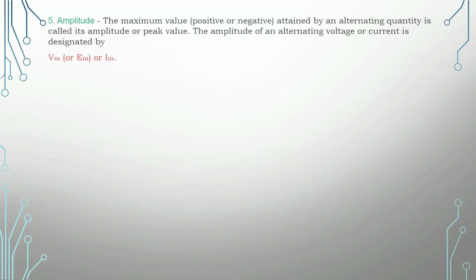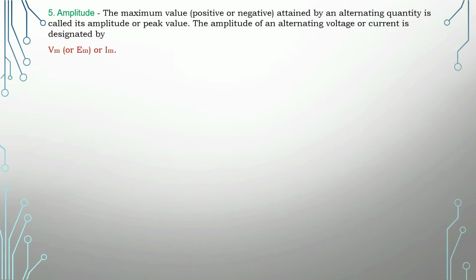Next, the most important definition, that is amplitude. The maximum value, positive or negative, attained by an alternating quantity is called its amplitude or peak value. Remember this word, peak value. The amplitude of an alternating voltage or current is designated by Vm, Em or Im.